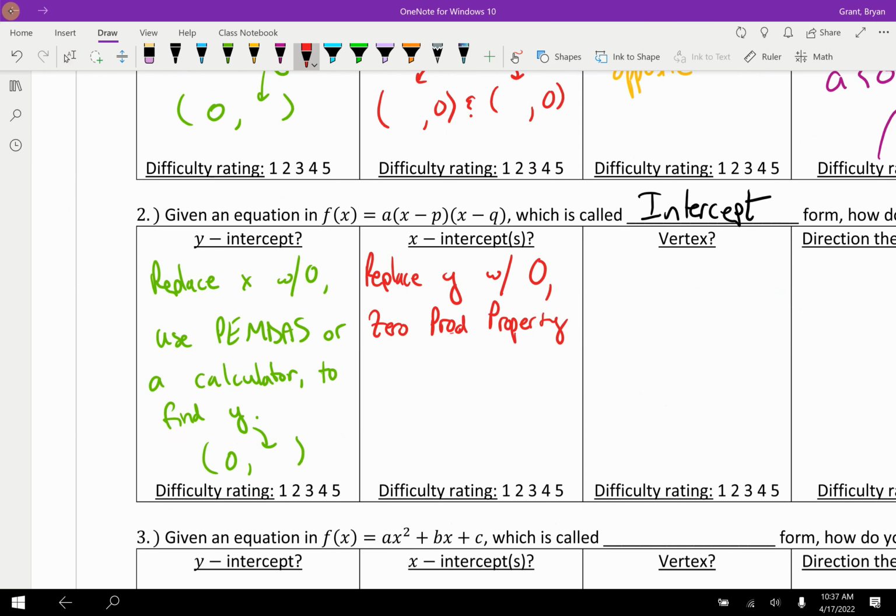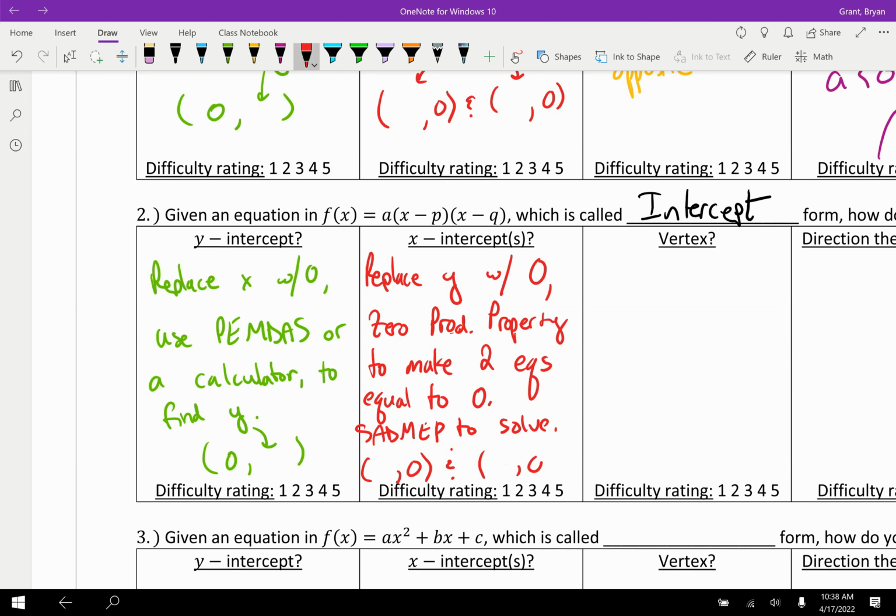I meant to put, there we go, property to make 2 equations, I abbreviated equations, equal to 0, right? And then we have SADMAP to solve. And so we end up with, again, those two answers: something comma 0 and something comma 0.